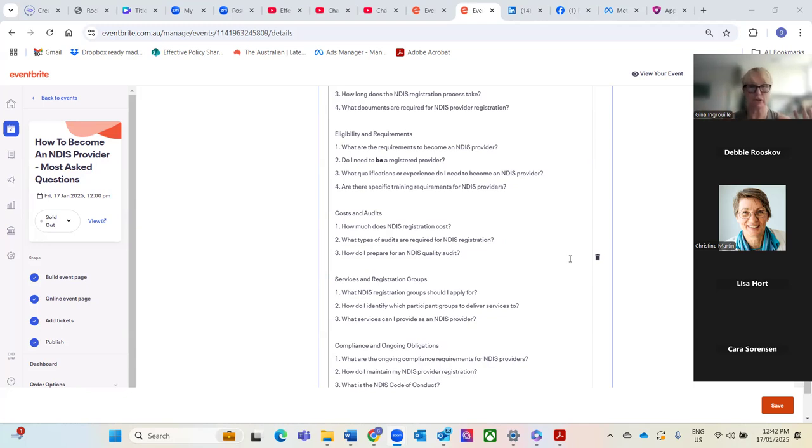So verification, low level, means verify. We're only going to verify at a desktop audit, which means we won't meet you. We'll just have a look at all your documents and see. So that's verification. That's for low level, low risk. And then there's certification, high risk. High risk being you're providing support work. Higher risk, you're providing complex nursing care or behaviour support. Okay. So two levels of registration.